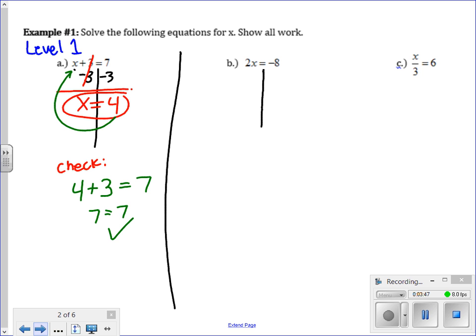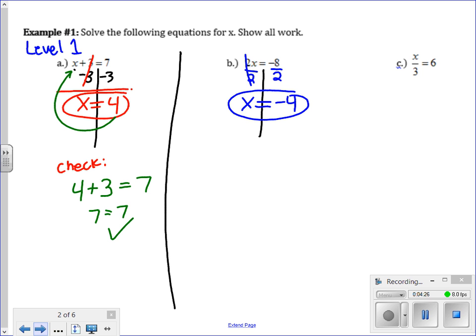I start by drawing the bar right down the middle again, and I need to work on how to get x by itself. Well, when I look at this problem, it says 2 times x, and the opposite of multiplication is division. So I'm going to divide both sides by 2. Dividing by 2 on the left makes those 2's cancel off. And all I'm left with is x equals -4. -8 divided by 2 is -4. That's my final answer. Again, just as in example A, I could check my work by taking -4 and plugging it back in for x.